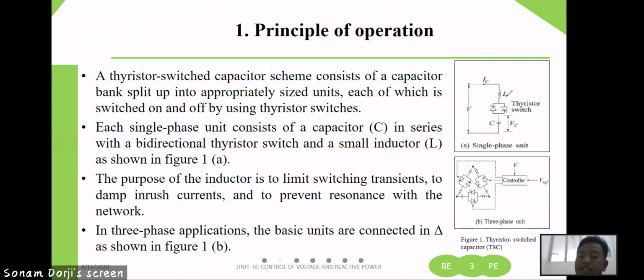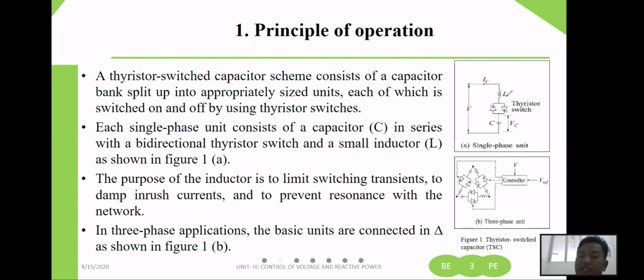The other one is the three-phase arrangement of the TSC. Normally TSC or TCR will be in delta shape. Three-phase means there will be three single phase units connected in delta, and this controller is to control the firing angle. Actually it is controlling the voltage only, but based on this firing angle we are controlling the voltage.